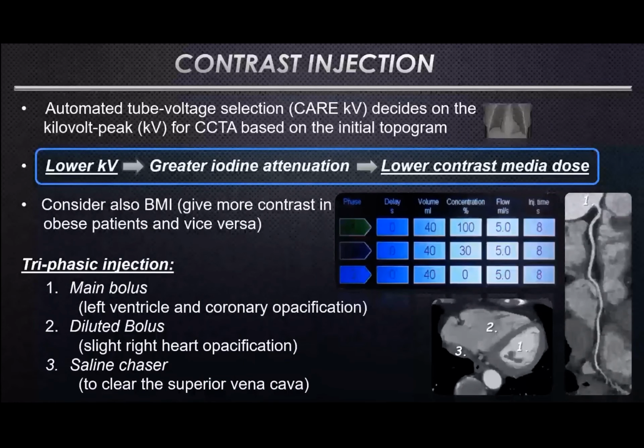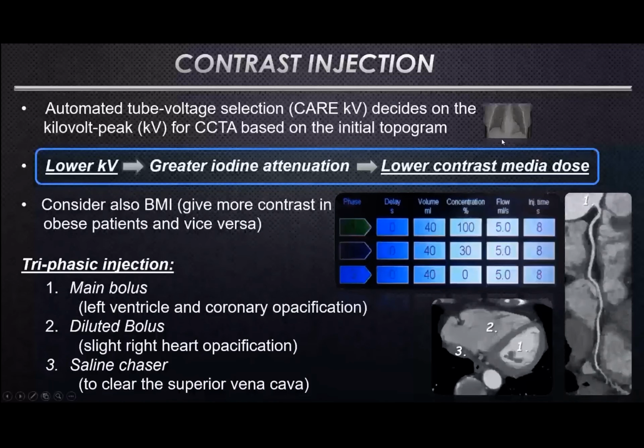Contrast injection is another very important part, so you should consider this protocol in advance and plan it accordingly. When you have the most recent scanner technologies, like second and third generation dual source CT systems, you will be able to have automated tube voltage selection, or kV selection, and this software decides, based on the topogram, what kV is selected for the image acquisition.